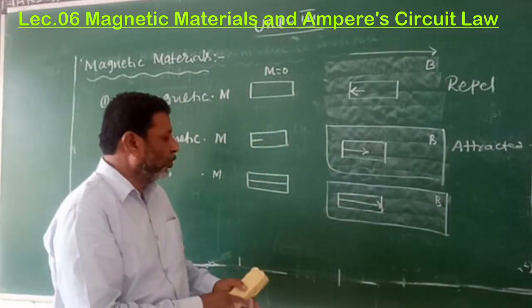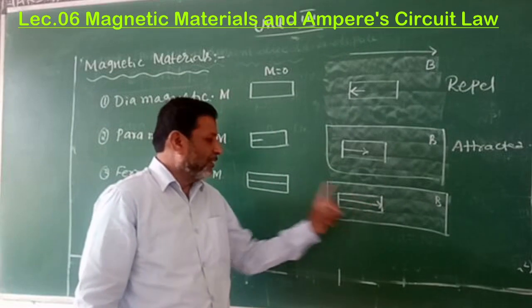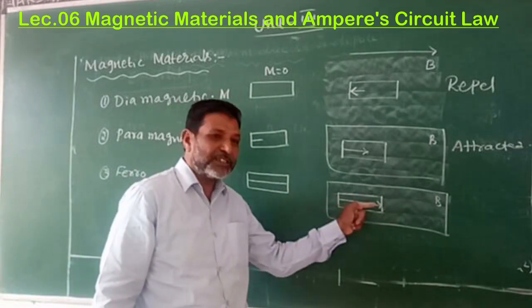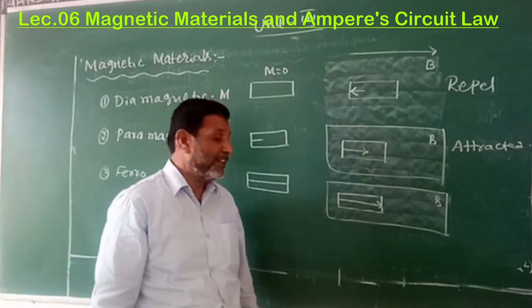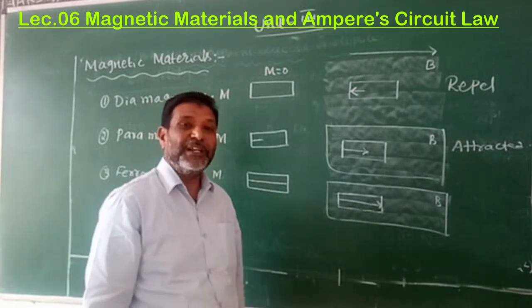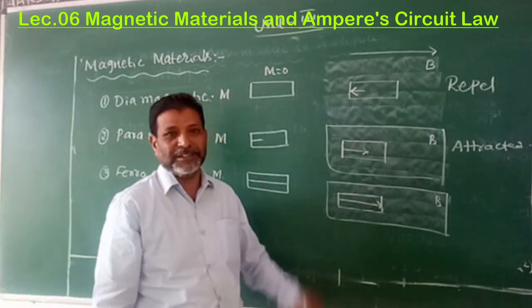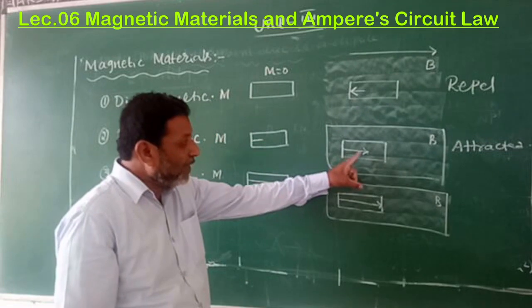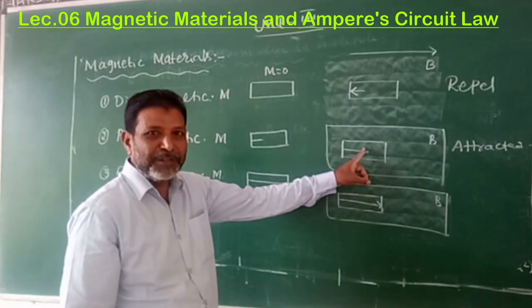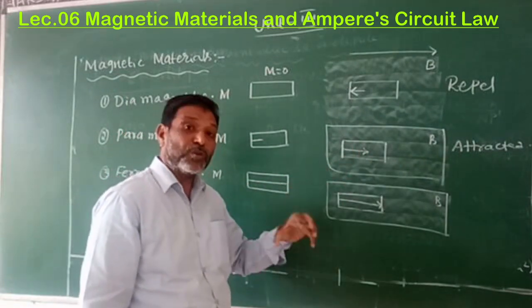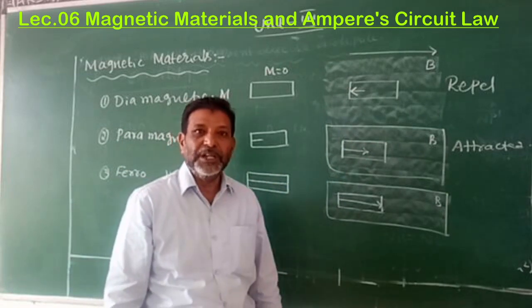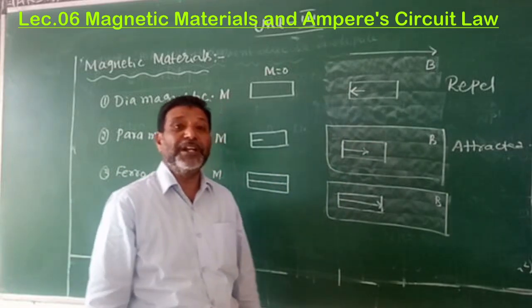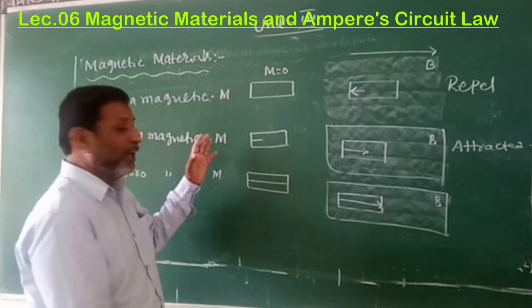In this case also, the magnetic moment aligns in the direction of the applied field, and the ferromagnetic material is strongly attracted. It is weakly attracted in the case of paramagnetic material, and here it is strongly attracted. Therefore, this is the magnetic behavior of diamagnetic, paramagnetic and ferromagnetic materials.